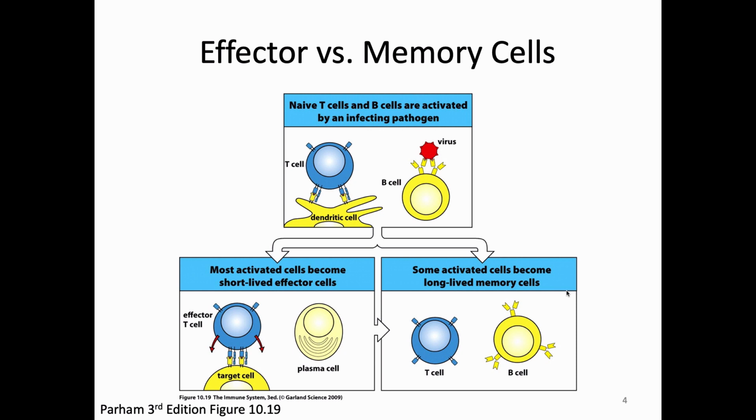We also will see that some of those cells are going to become what are known as memory cells. And part of what we're going to be talking about today is those memory cells. So one of the things that you can notice here is that this figure tells you that effector cells tend to be relatively short-lived, while memory cells tend to be longer-lived. So those effector cells are persisting for a relatively short time and are then going to die, where those memory cells are going to live for a long time.